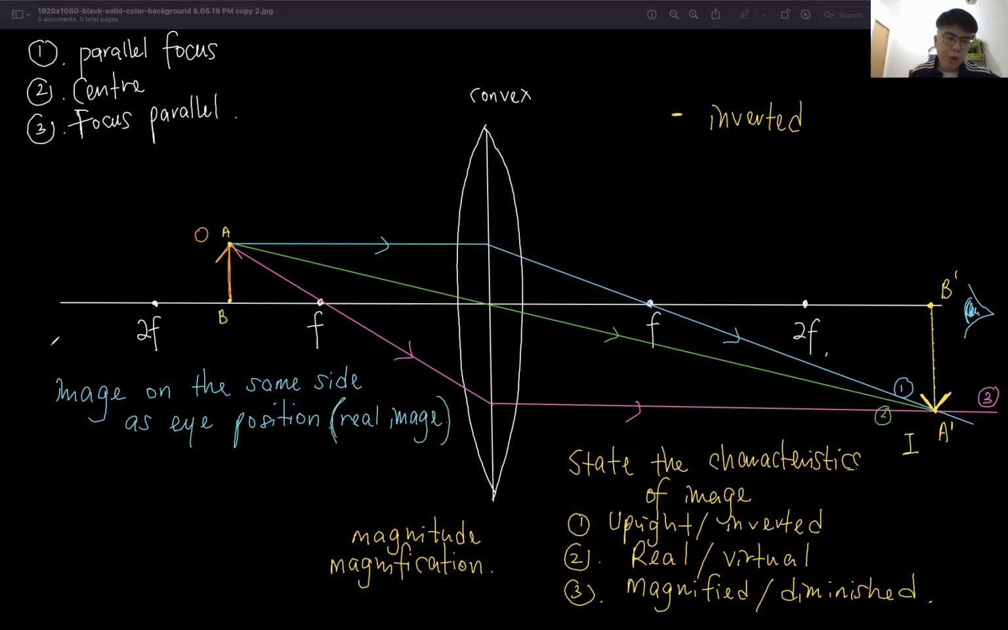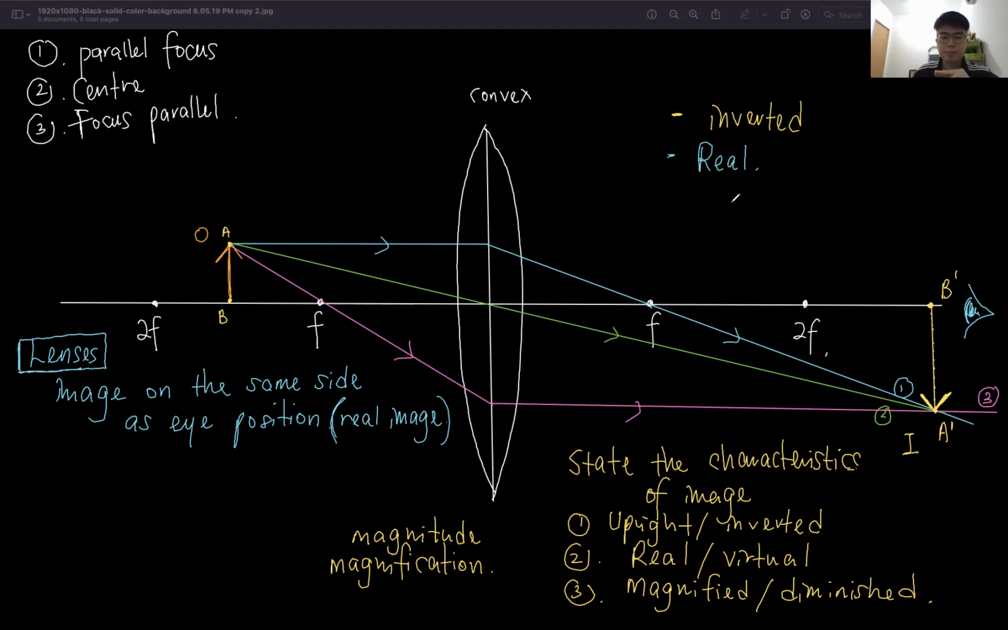This applied to all lenses. Now, we are not talking about mirror yet. You have concave and convex mirror, that one later. We are only talking about lenses. Okay, so image on the same side as the eye position, it is a real image. So here, is it real or virtual? It is a real image. This is how you identify it.